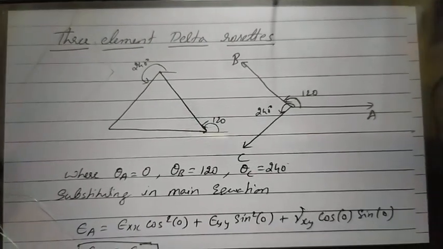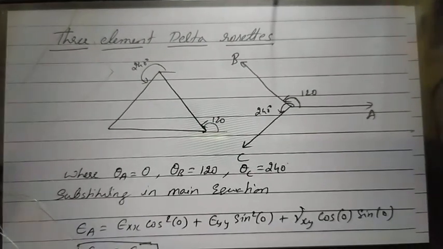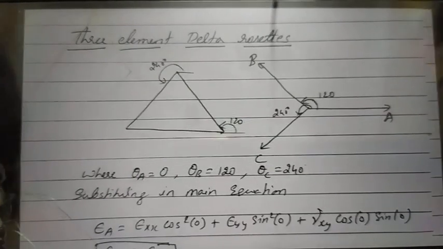Welcome students. Today again we are going to start with the next topic: what are strain gauge rosettes. First we have discussed the introduction part. Second we have come across the 2-element rectangular rosette and 3-element rectangular rosette. Now we are discussing the 3-element delta rosette.